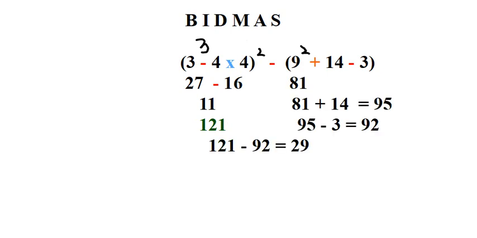The second step in this equation would be addition, as addition is just before subtraction over here. So 81 plus 14 would give us 95. And the final step in this equation would be doing 95 minus 3, and that would give us 92. So overall, the final step we have to do is 121 minus 92, and that would give us 29 as our final answer.